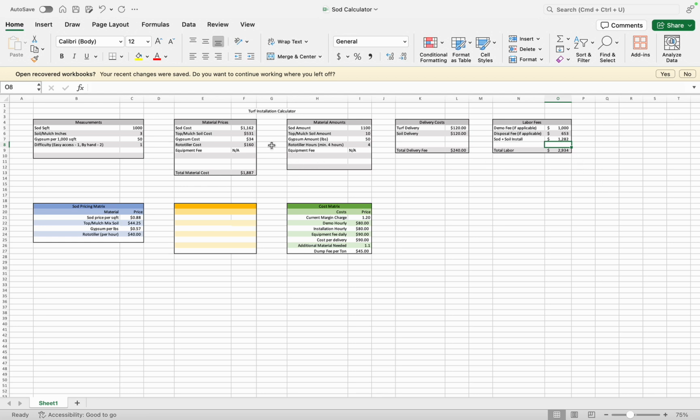So all in with this awesome calculator that I failed to explain with the disposal fee because I guess I don't understand cubic tonnage of dirt, you end up getting your material costs for this project of $1,800 and labor costs of $2,900.